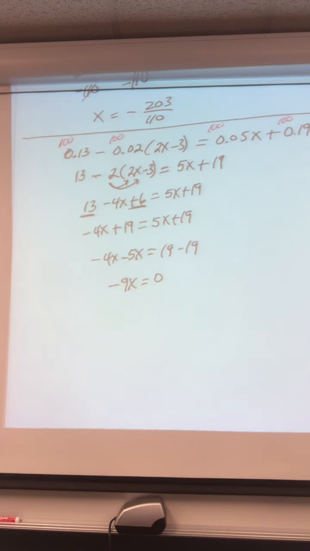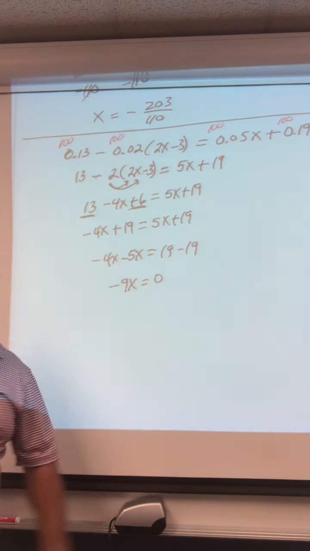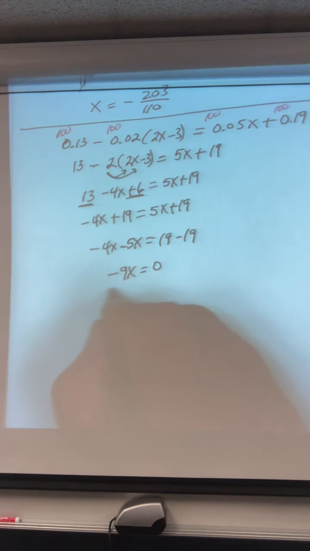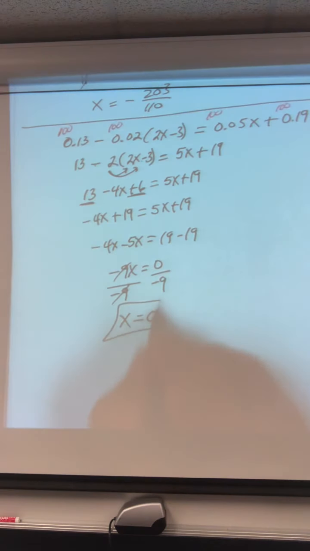Now, if you're not careful right here, you'll say, oh, okay, this is the one that's either no solution or all real numbers. No, it's not. How do we get rid of the number in front of x? By dividing. So to get rid of this coefficient, you divide by negative 9. Not negative 9x, just negative 9. The negative 9's cancel and leaves me with x equals 0.